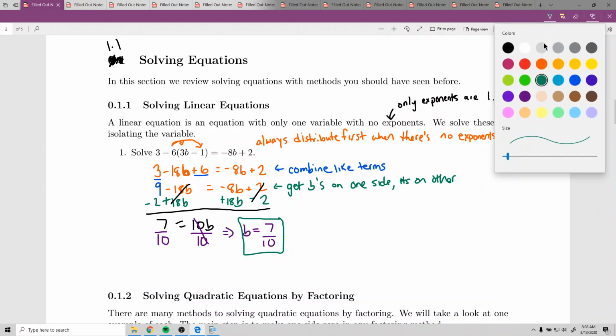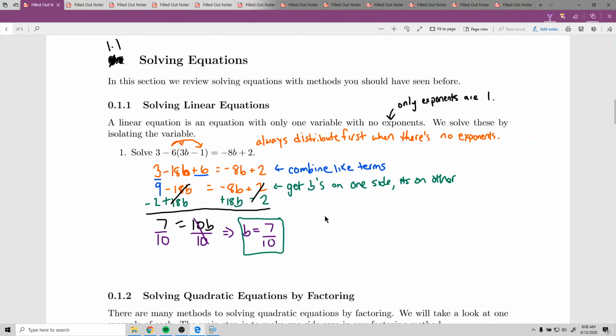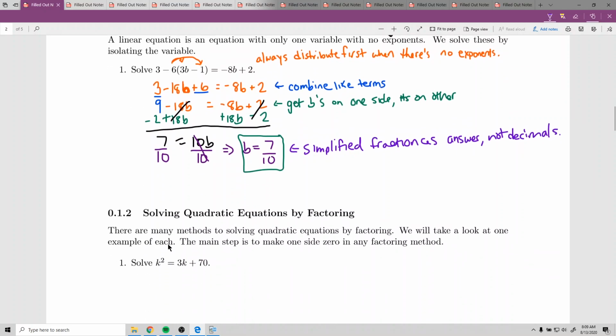Now, one thing that's going to be important throughout this class is we're not going to be fans of decimals. You want simplified fractions as your answer. So get in the habit of keeping things as fractions. Do not use decimals for most things in this class. But that is a linear equation. Just a real quick review, this one's about as messy as we'll come across as far as a linear equation goes throughout the whole class.